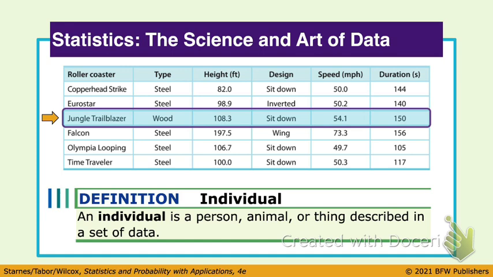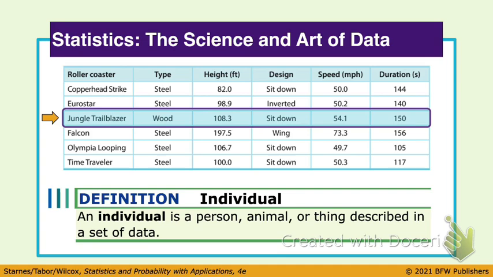Okay, so there's a question underneath the definition of individuals. It says who or what is the data describing? It's describing roller coasters. You don't have to give each individual name. It's just overall it's describing roller coasters. That's what this data is about. Okay, that is the individual.